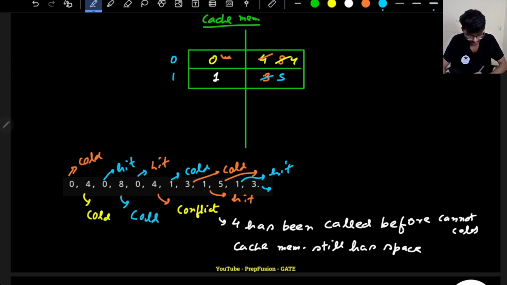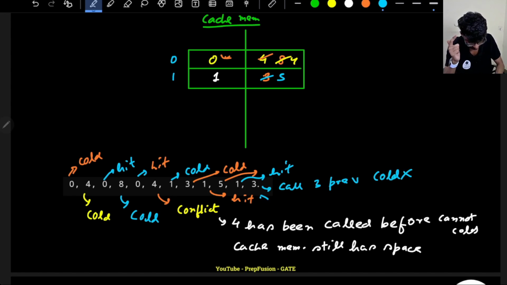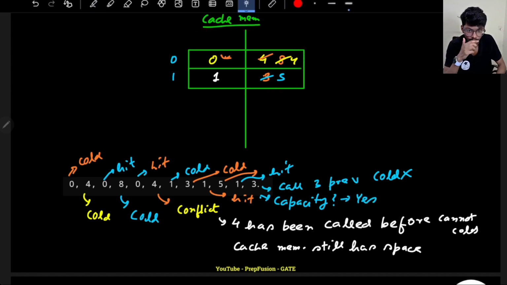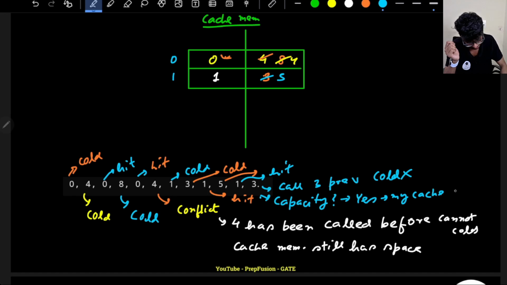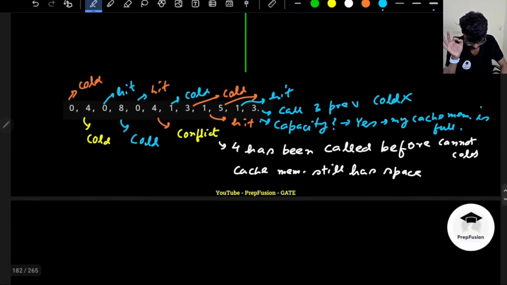Now I am calling 3. So what will be 3? 3 cannot be a cold miss because I have called 3 previously. So cold miss is not possible. Is it a capacity miss? Yes. Why? Because my cache memory is full. My cache memory is totally full. There is no space left. So that's why it will be a capacity miss, it will not be a conflict miss.